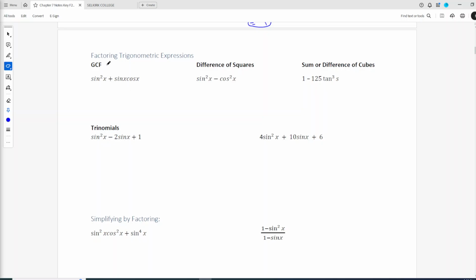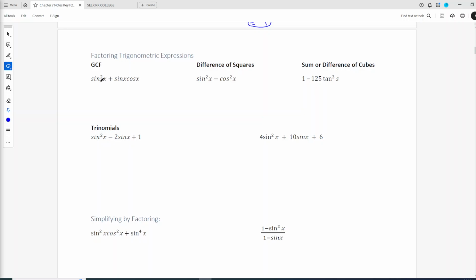So we are going to be looking for greatest common factors. We are going to be factoring difference of squares. We're going to very rarely factor sum or difference of cubes, and we're also going to be factoring trinomials. So here we go. Greatest common factor.